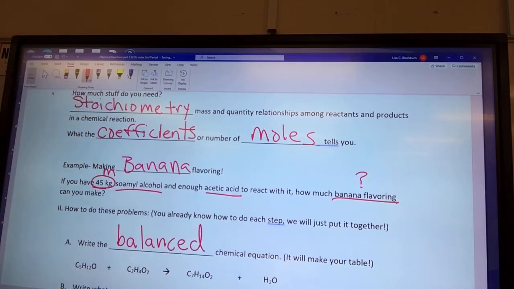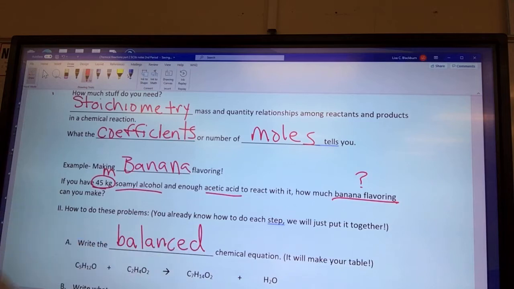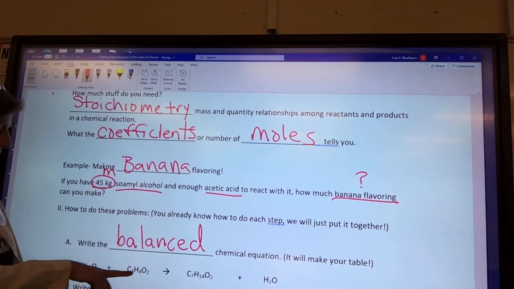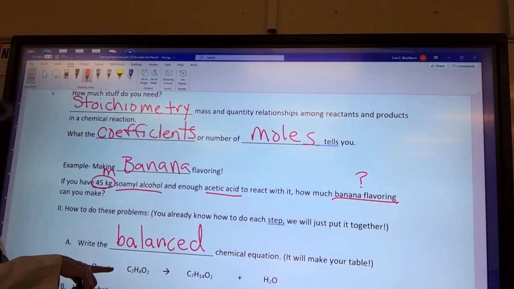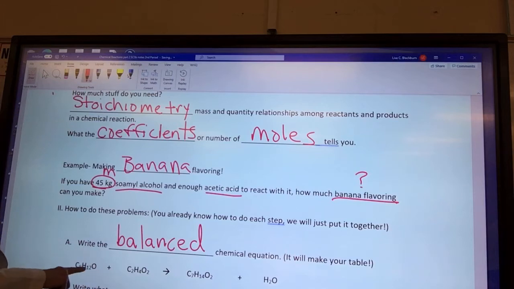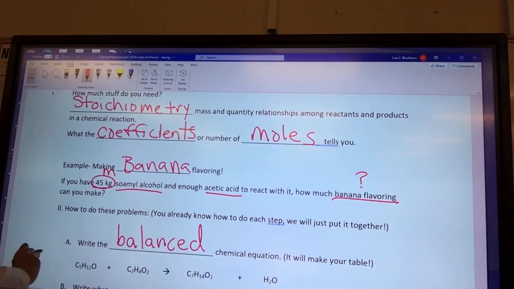And I've got it right here. And here is my alcohol. That's the acetic acid. That's the banana flavoring, and that's the water. Is this equation that I have balanced? I have 5 carbons plus 2 is 7. I've got 7. 12 hydrogens plus 4 is 16 hydrogens. I have 14 plus 2 is 16. I have 1 plus 2 is 3 oxygens. I have 2 plus 1 is 3 oxygens. So it's balanced. I'm going to put a little check mark next to it.